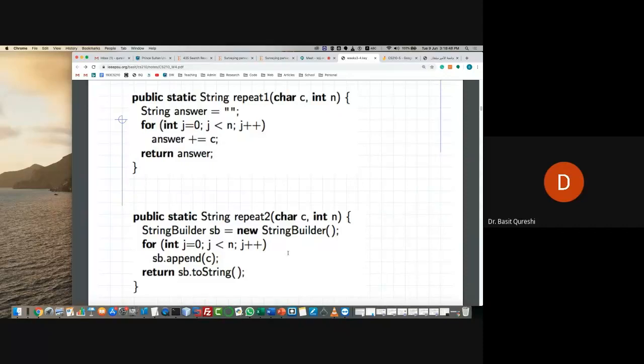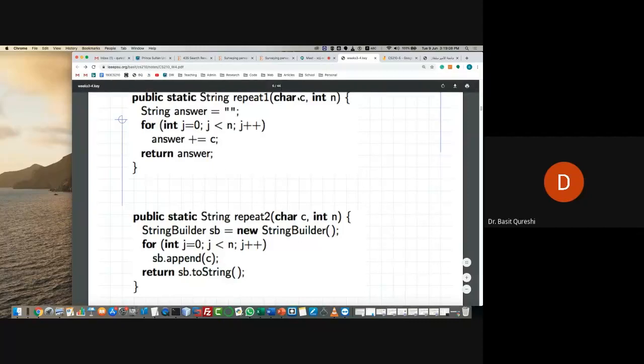And we run a loop from 0 to n. Remember, n is provided as a parameter. So we're simply running the loop n times, whatever the value of n. Inside the loop, we say answer equals answer plus c. So basically, we're building a string. Imagine I pass 1 as the character and give integer n as 3. This means the loop is going to run 3 times, and my string is going to be 1, 1, 1.